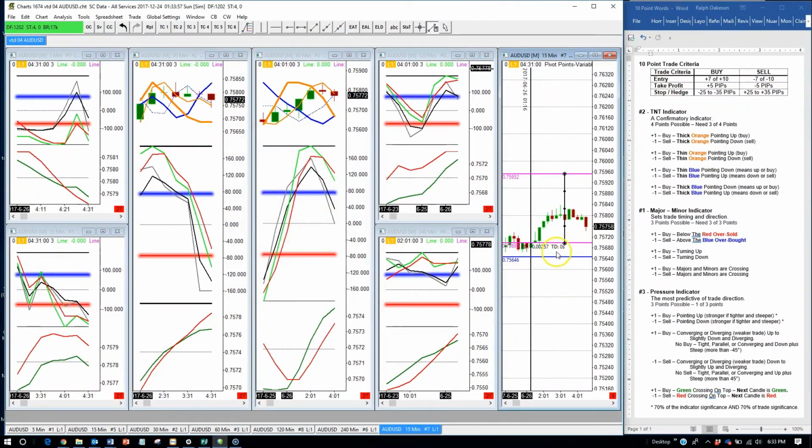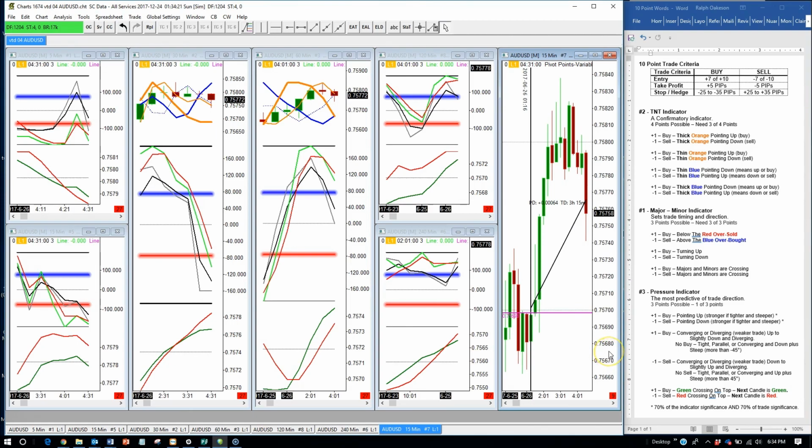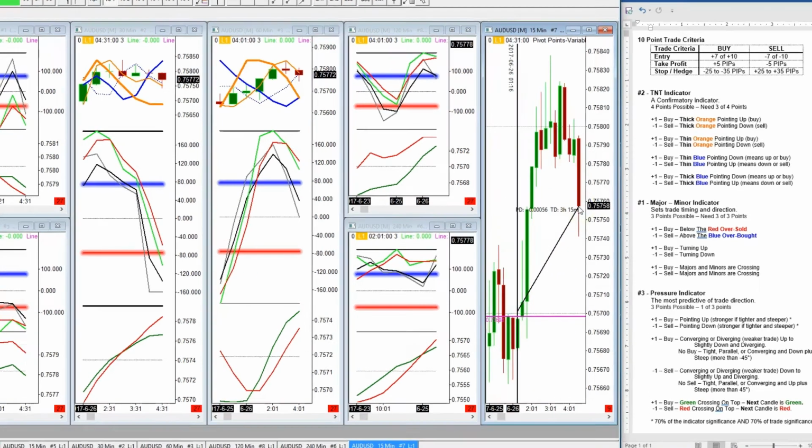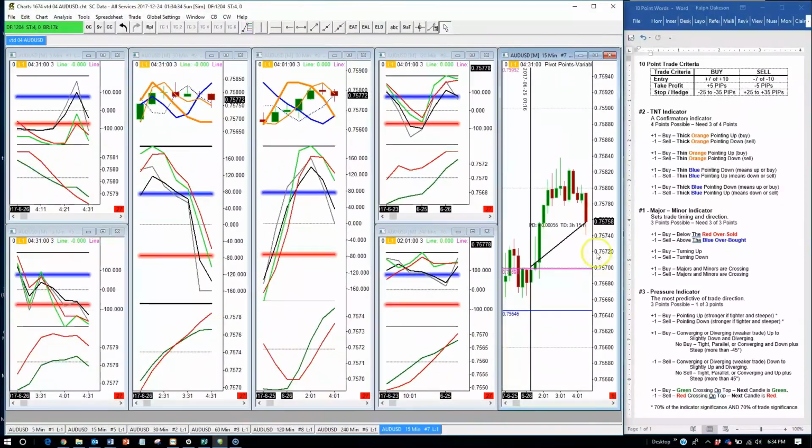Hit OK. Now if I come over here, because I turned the tool off so I don't put another one, I could say that from where I started, this went 6.4 pips against me in 3 hours and 15 minutes. Okay? 5.6 pips against the trade in 3 hours and 15 minutes. Now, we wouldn't have taken this trade. This was just a demonstration.